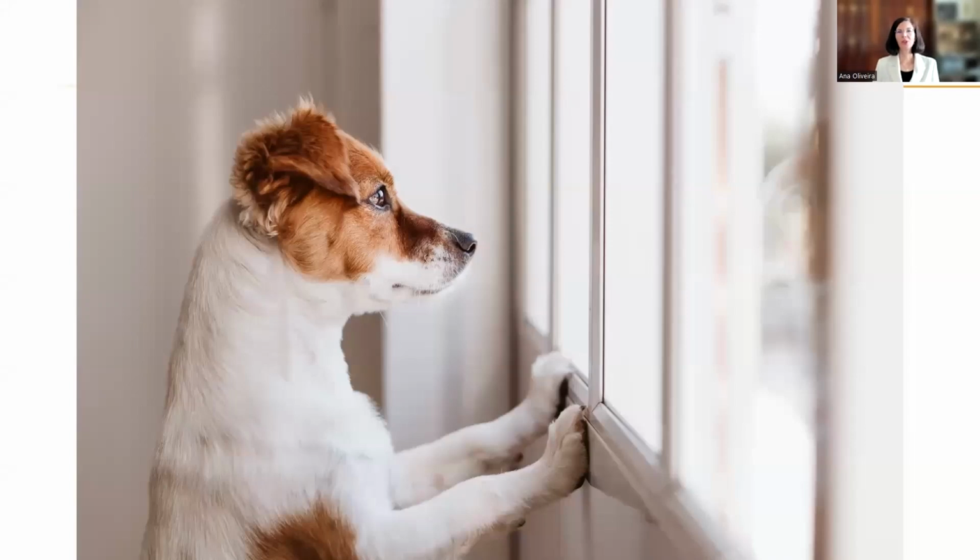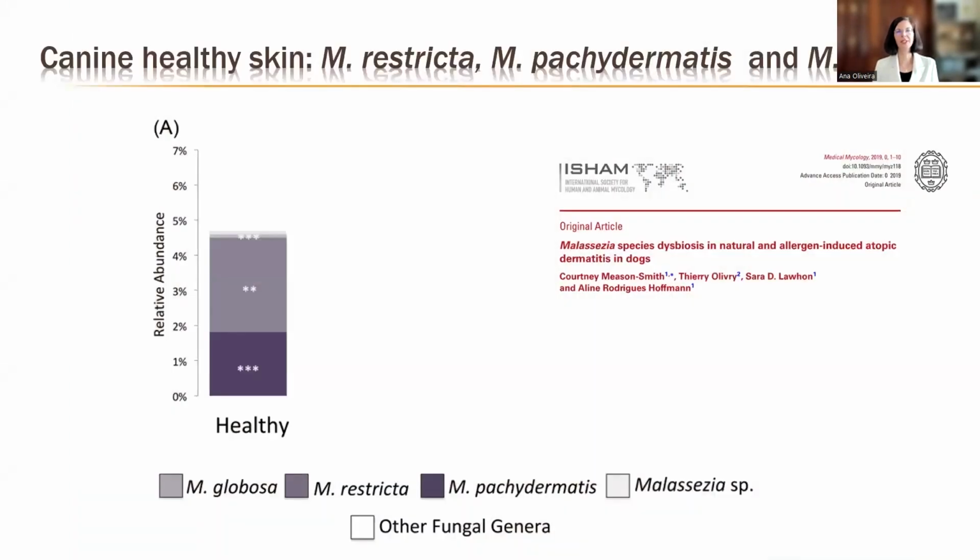First, we are going to talk about the dog, and then second, we'll talk about the cat. Now, let's understand a bit about the dog microbiota on the skin. Before, we thought that the most common species was Malassezia pachydermatis, because in the past we were using cultures to identify the Malassezia.